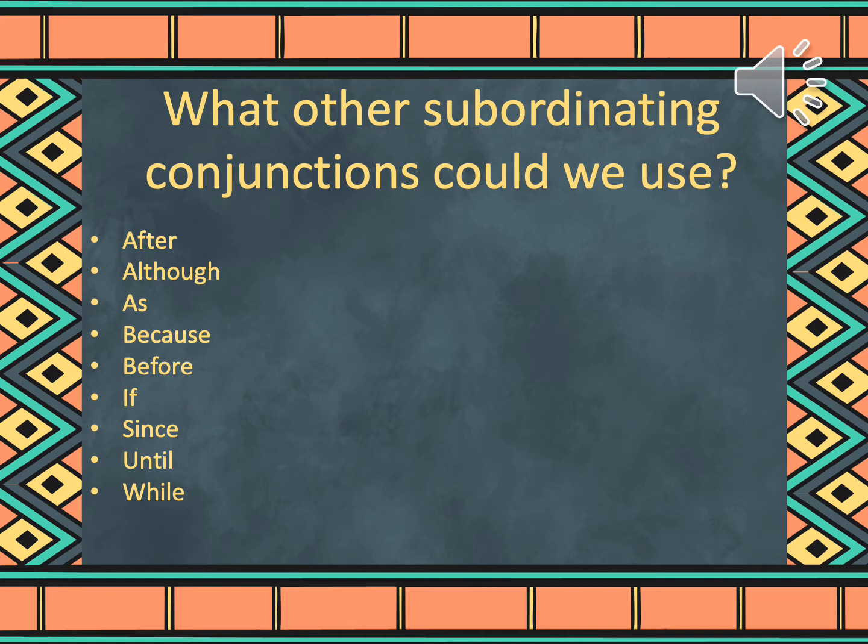Okay? So remember, we have coordinating conjunctions which join two clauses, and we have subordinating conjunctions. With a subordinating conjunction, remember it is a main clause and a subordinate one. The subordinate clause would not make sense on its own, okay? So here are some subordinating conjunctions which we would be able to use at the start of sentences.